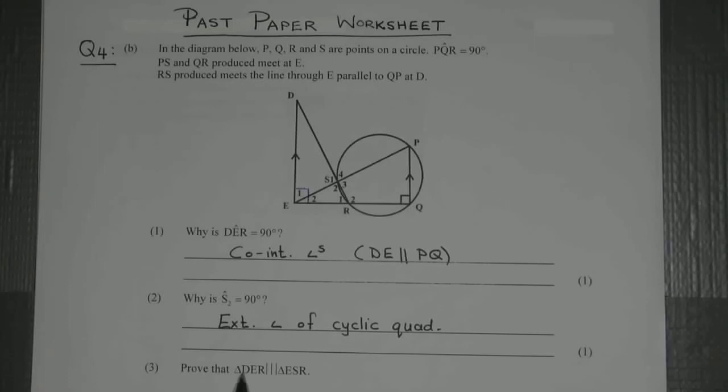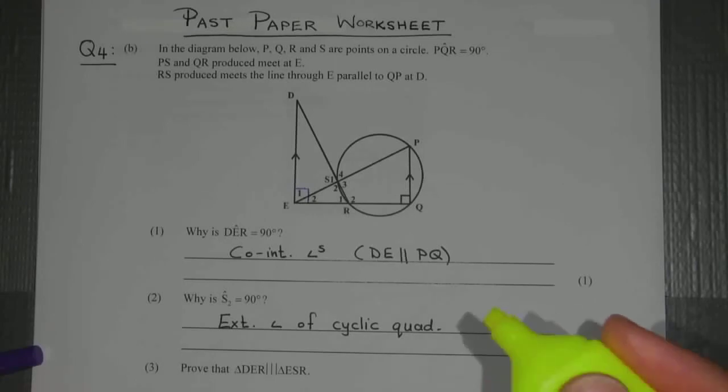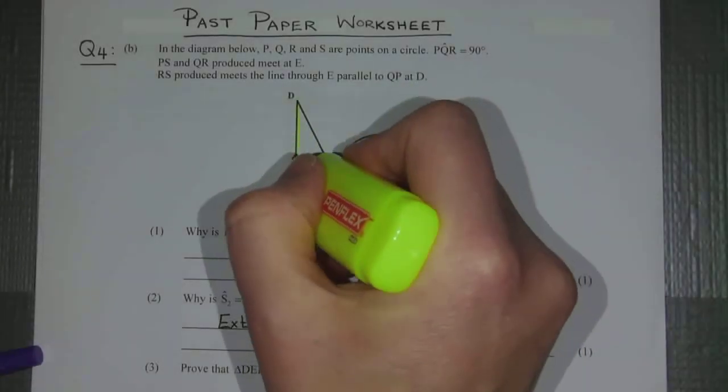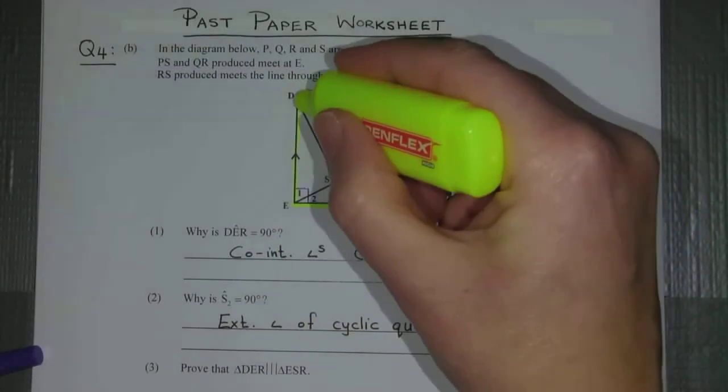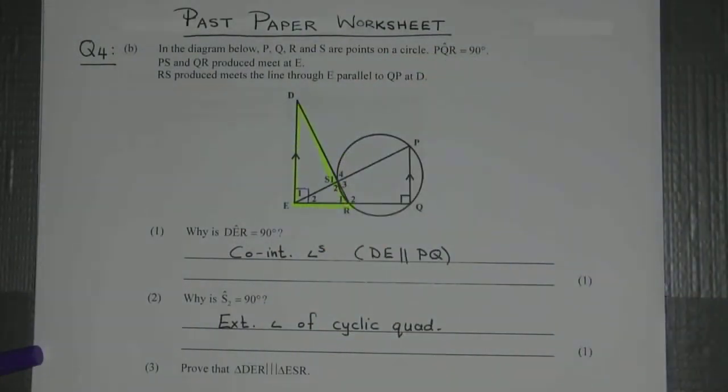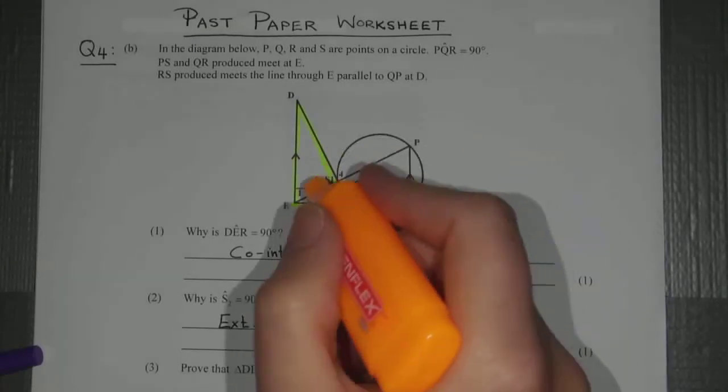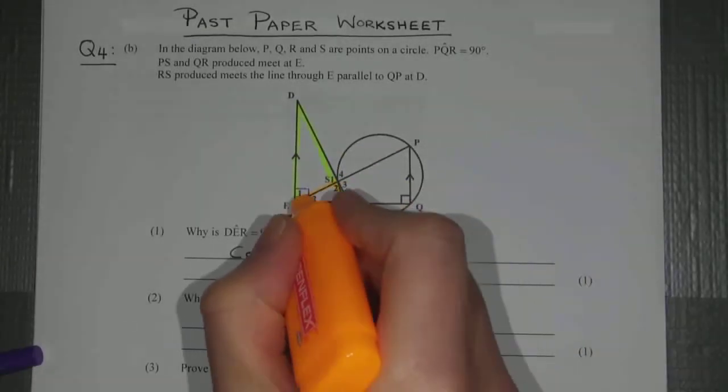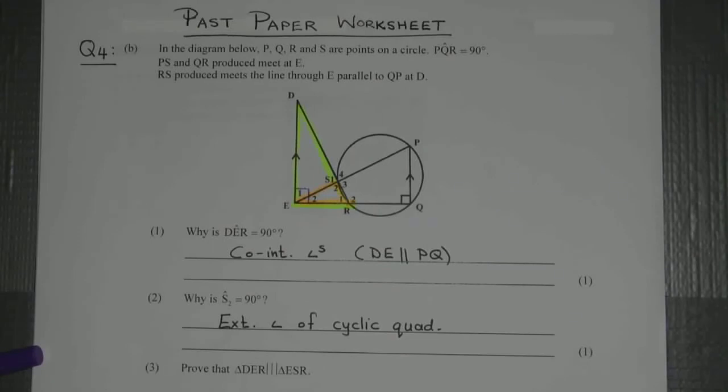Prove that triangle DER, so let's highlight that, is similar to triangle ESR. So DER is over here. And ESR is over here. Tiny little triangle over there. And obviously, they have led you to this, meaning they've already made you prove the two 90-degree angles. Can you see that? What will be the second one?